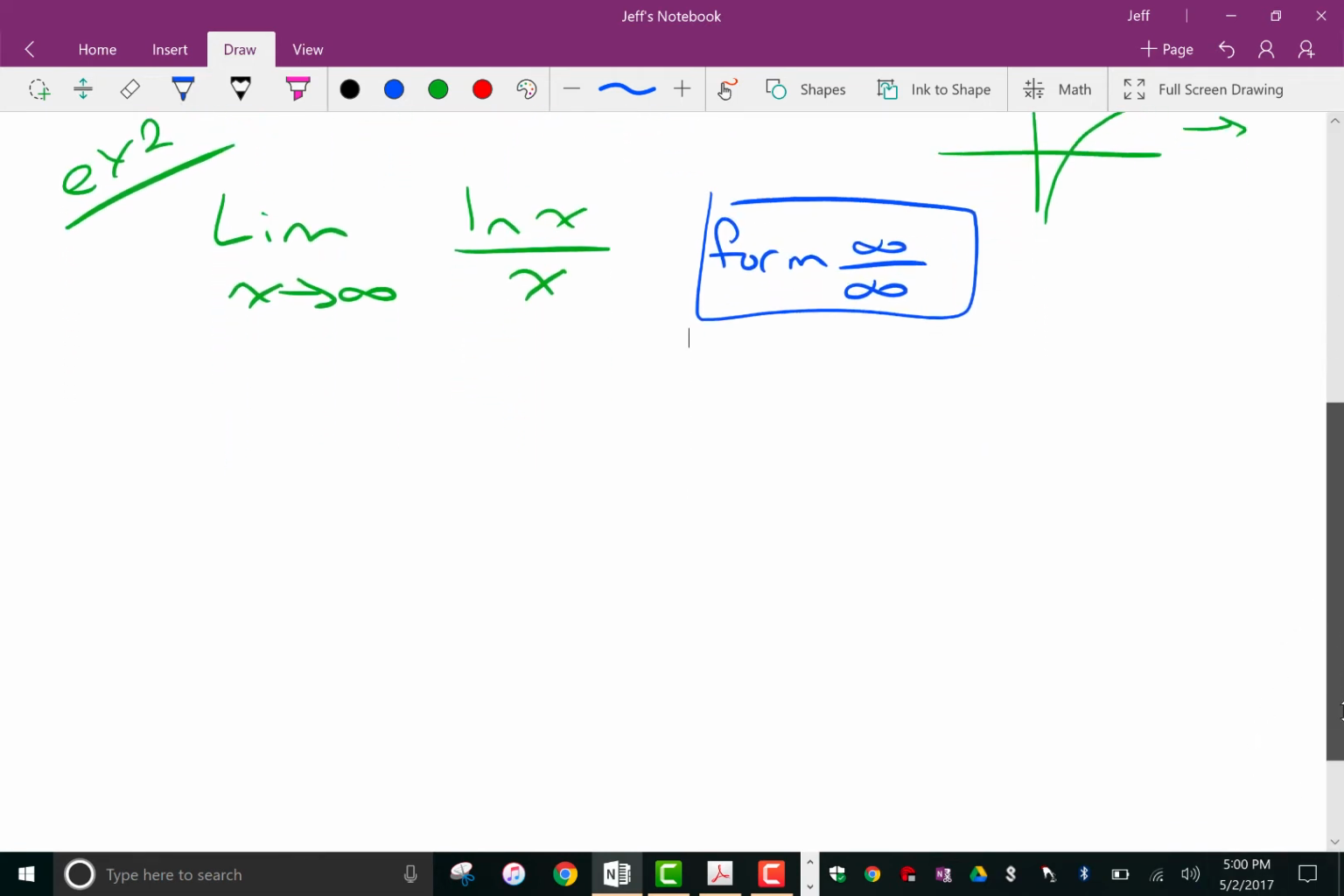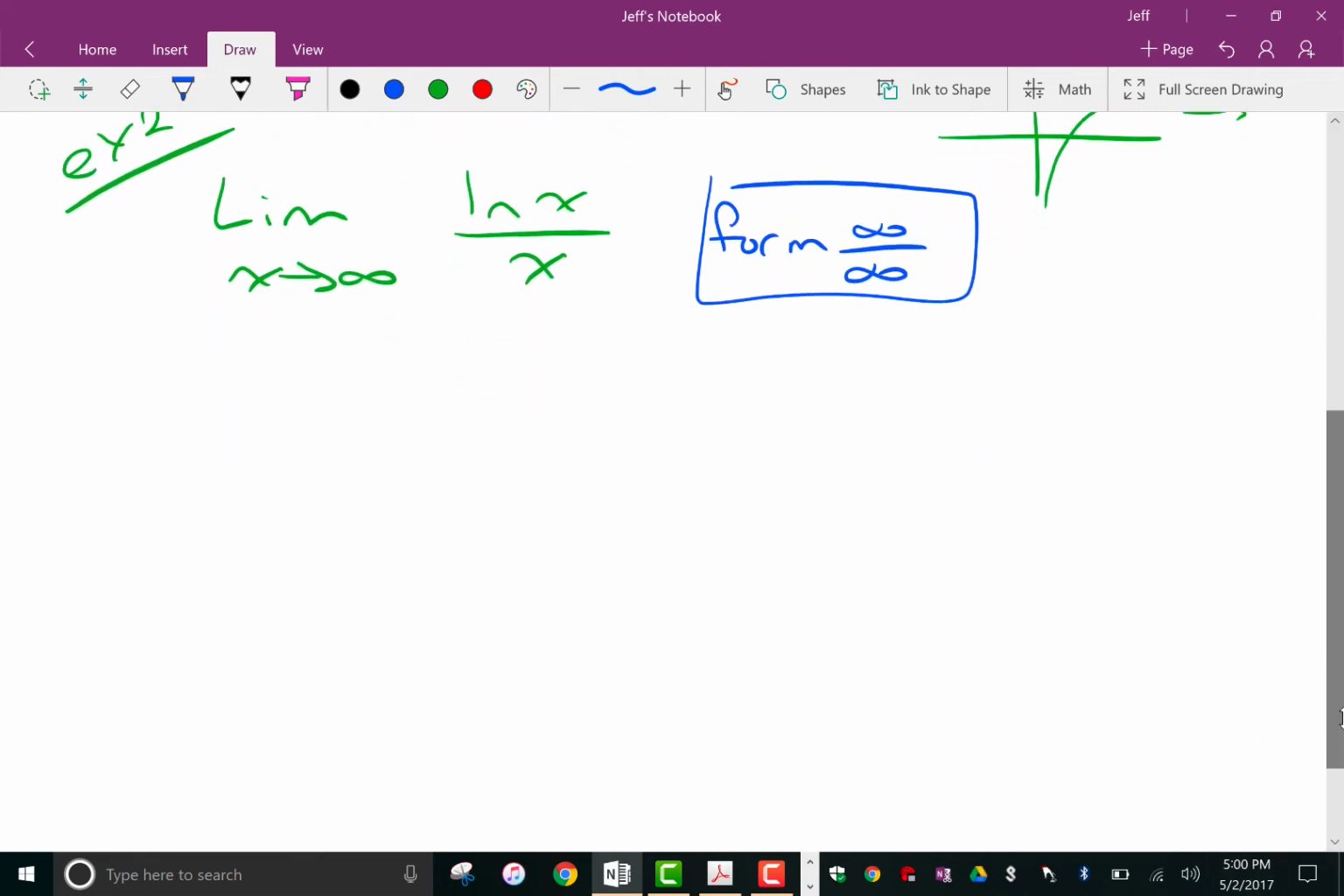And whenever we're using L'Hopital's rule, we want to indicate that we are using L'Hopital's rule. So the way that I usually indicate that is I write a little L apostrophe H to let everybody know that I'm about to use L'Hopital's rule. Okay, everybody, I'm about to use L'Hopital's rule.